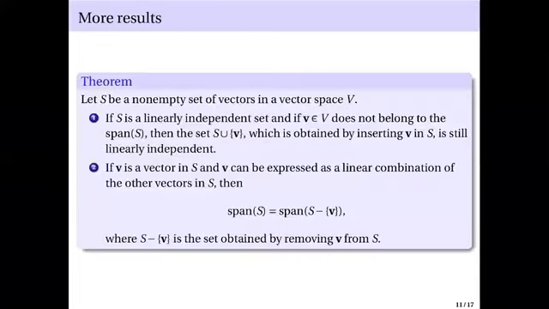Now, let's look at this theorem. So let S be a non-empty set of vectors in a vector space V. If S is linearly independent, and if V belongs to the vector space V and does not belong to the span of S, then the set S union the set containing V, meaning you put your V inside S, that new set is still linearly independent.